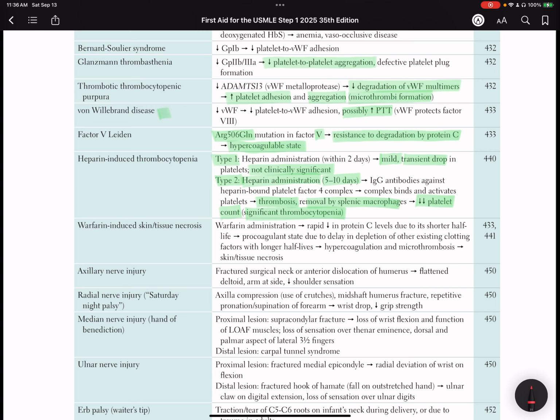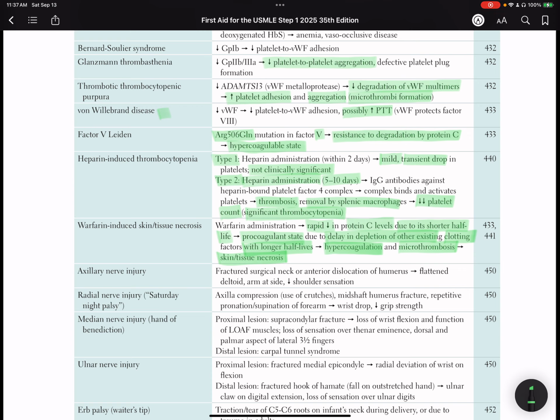Next condition is warfarin-induced skin tissue necrosis. When warfarin is administered to the patient, you see a rapid decrease in protein C levels due to its shorter half-life, which causes a procoagulant state due to delay in depletion of other existing clotting factors with longer half-lives. This leads to hypercoagulation and microthrombosis, and then skin tissue necrosis.